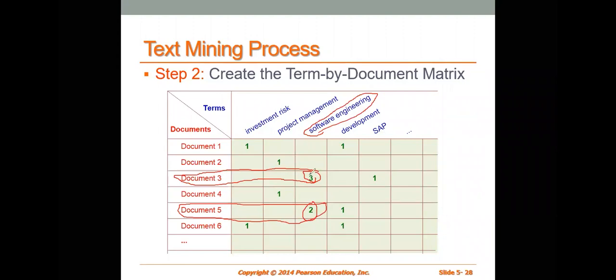This is a frequency. So it means this word occurs 1 time in this document, this one 1 time, and this one 3 times. So the software engineering word comes 3 times in document number 3, and 2 times in this document, right? Now development is 1 time, this is 1 time, SAP 1 time. So this is called a term document matrix. So you have to prepare it.